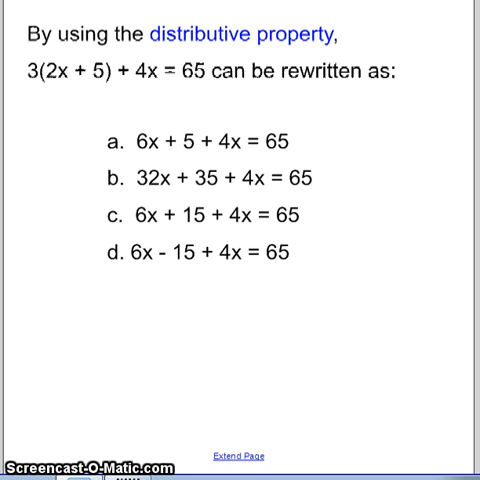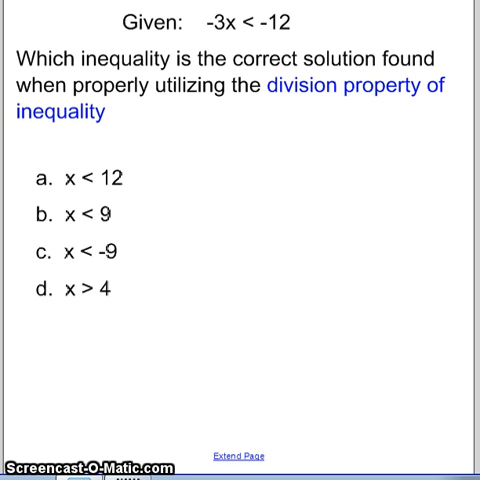We're asking which one of these four is the correct application of the distributive property up above, which means we're multiplying out the 3. The one that's correct is C, because 3 times 2x is 6x, and 3 times 5 is 15.